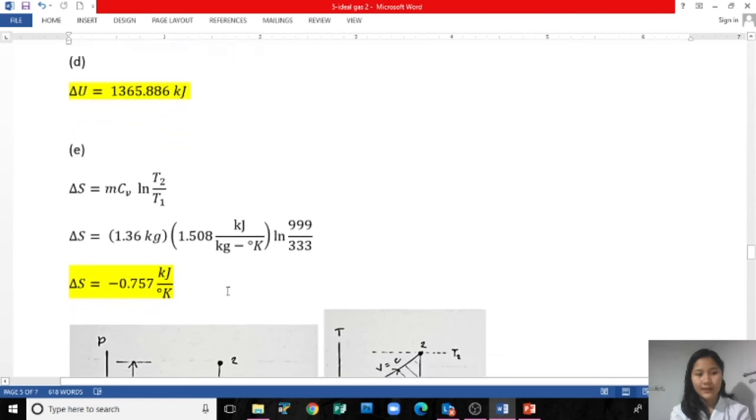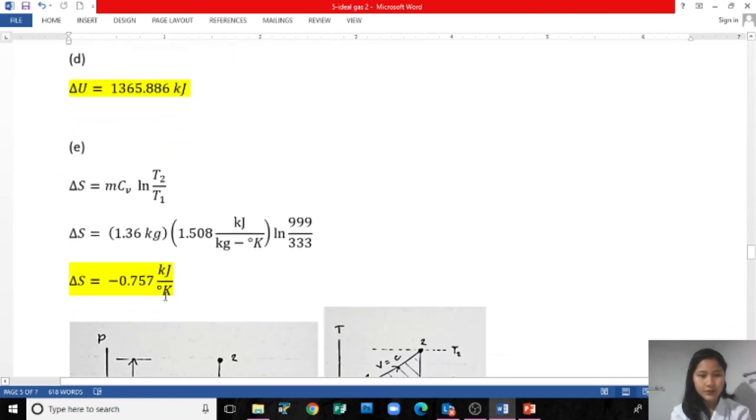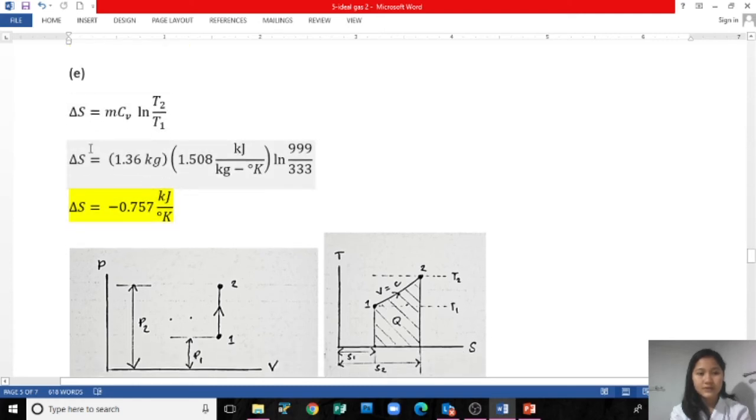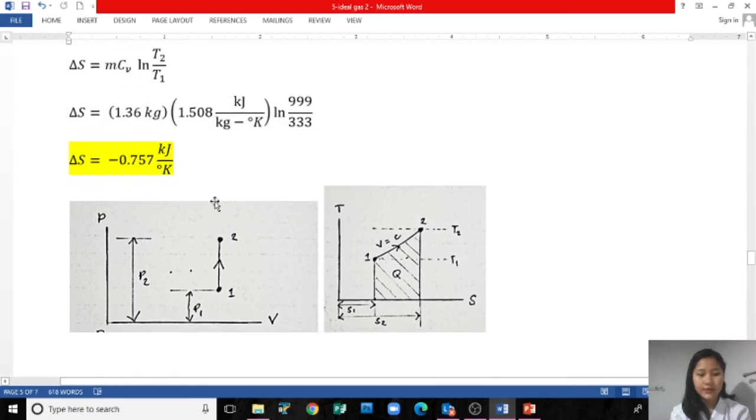And lastly, for the entropy, we have the formula delta S is equal to mCV natural logarithm of T2 over T sub 1. Now, substituting all the given to the formula, the entropy is therefore equal to negative 0.757 kilojoules per degree Kelvin.